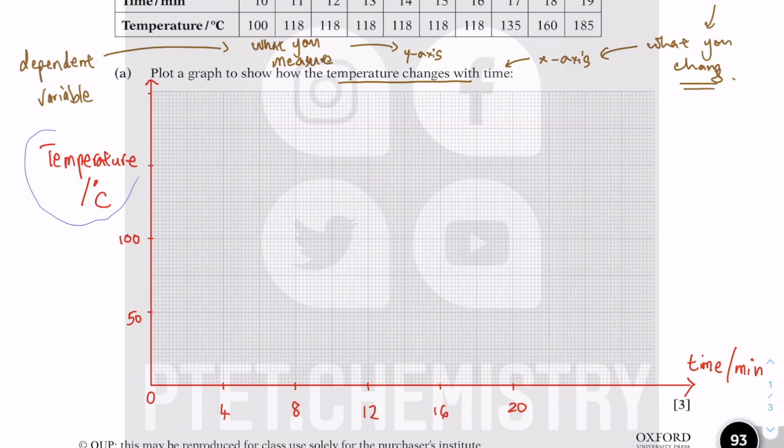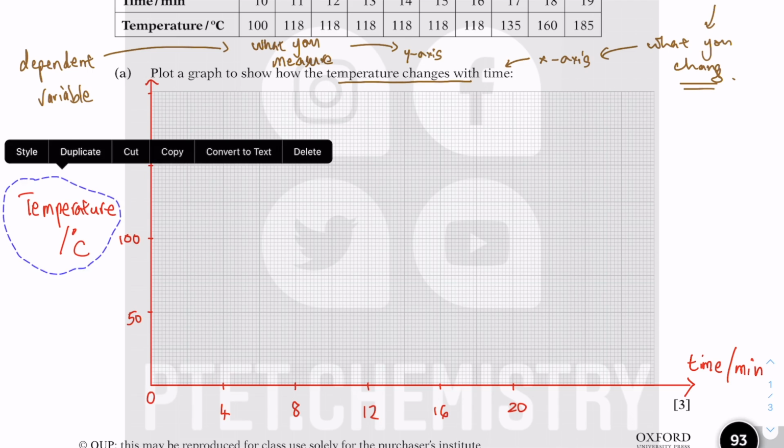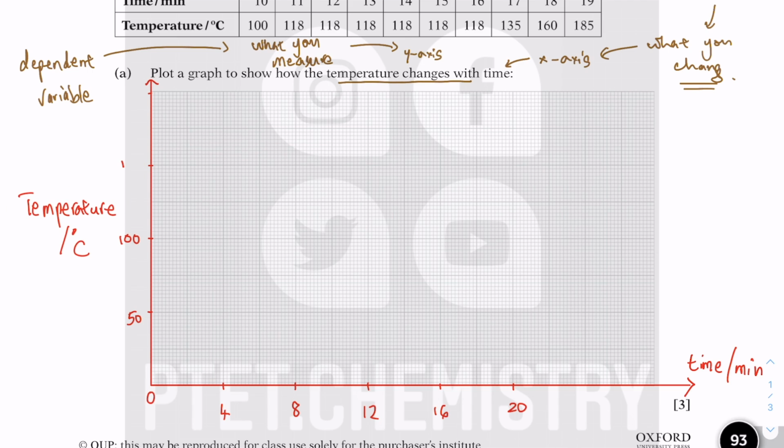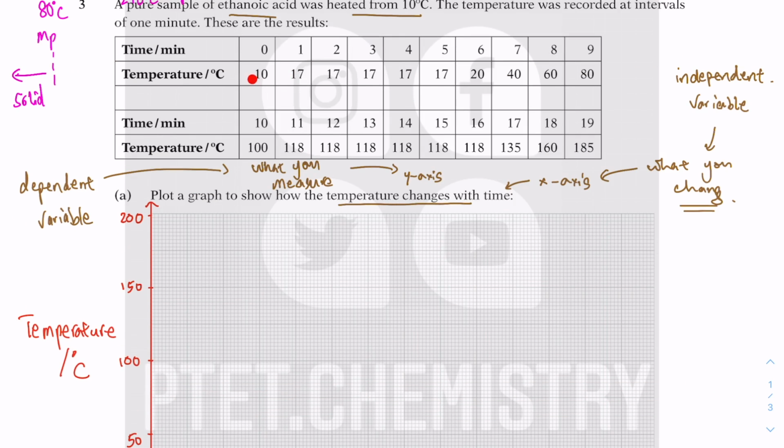So I can move this on my screen fairly easily, but I don't think you can. So you need to be careful of where you write before you write them. Okay. So that seems alright. 0 degrees Celsius up until 200 degrees Celsius. So 0 degrees Celsius is lower than that, 200 degrees Celsius is higher than that.